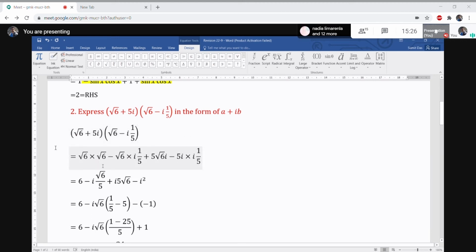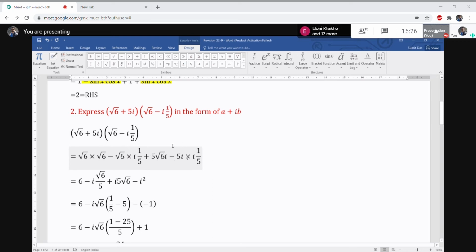Now if you simplify, root 6 into root 6 will give you 6, because root 36 is 6. Then if you multiply minus 6 into i into 1 by 5, it will be i root 6 by 5. And 5 root 6 i was already there, I'm just writing i in front.